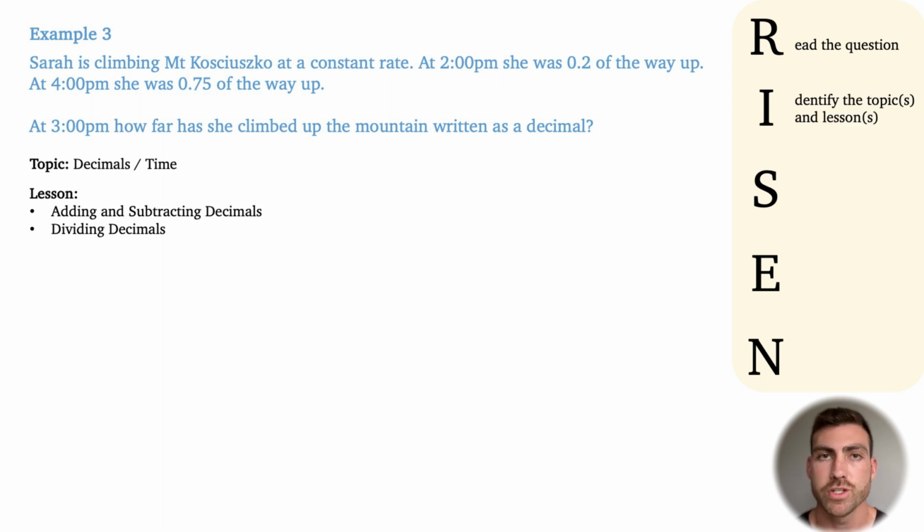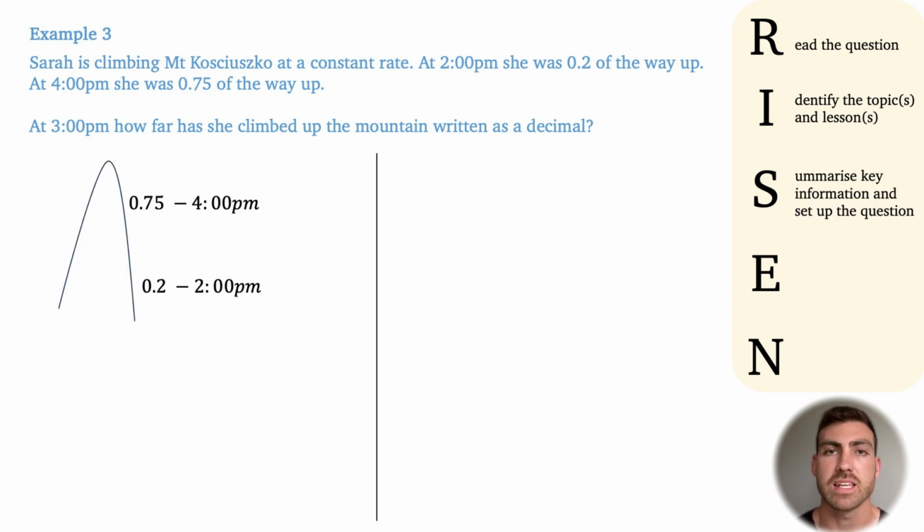First, let's take a moment to try identify the topics and lessons that could be used. We can see that we'll be looking at the topics decimals and time, using the skills in the lessons adding and subtracting decimals and dividing decimals. Next, summarizing the information with a diagram. So we need to find the distance at 3 p.m., which is exactly half the distance between 0.2 and 0.75, since she is traveling at a constant rate.